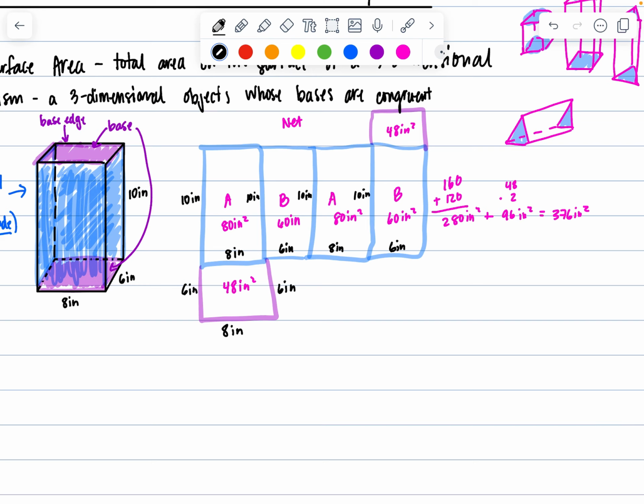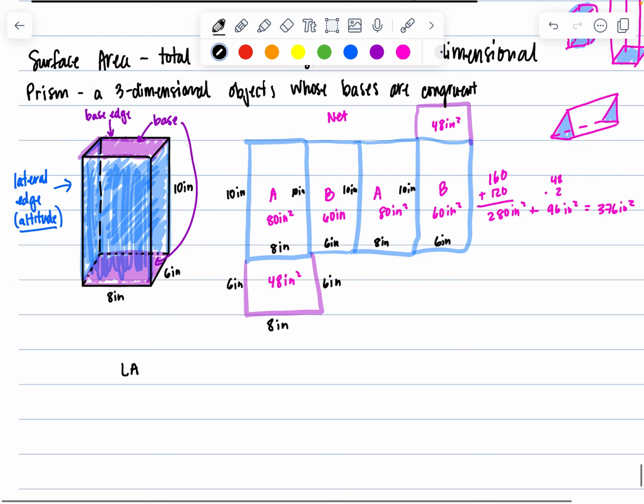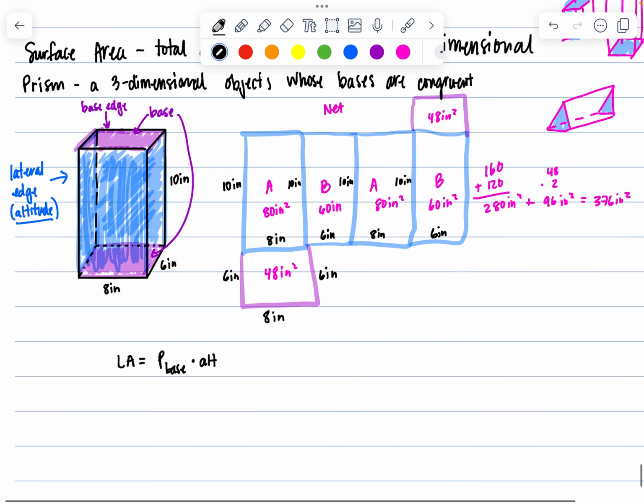Okay? The formula states that the lateral area, which is all of the blue area, all 4 sides, is equal to the perimeter of the base. So let's go P base, capital P for perimeter, perimeter of the base times altitude. We understand that this would go a long way. And then we could call this surface area, SA, surface area.